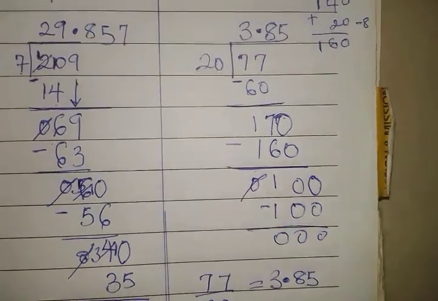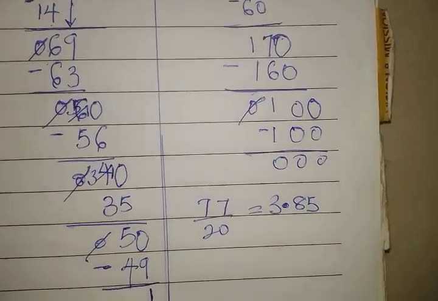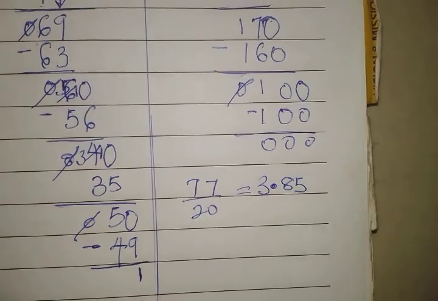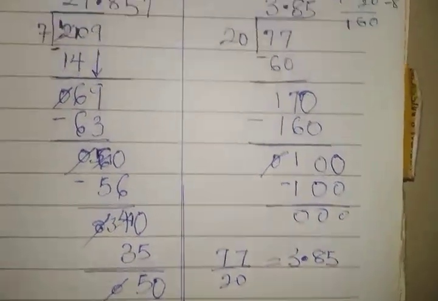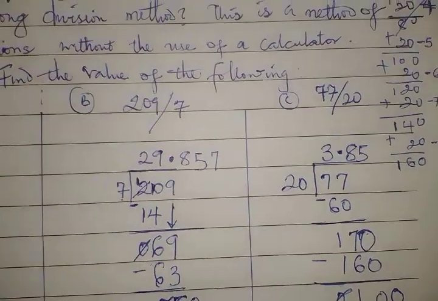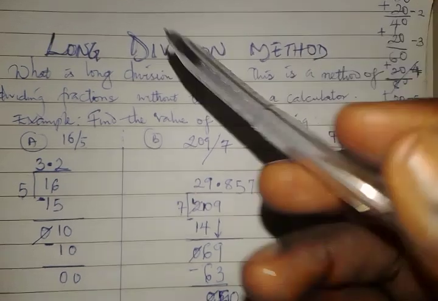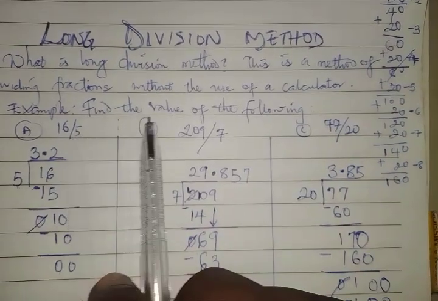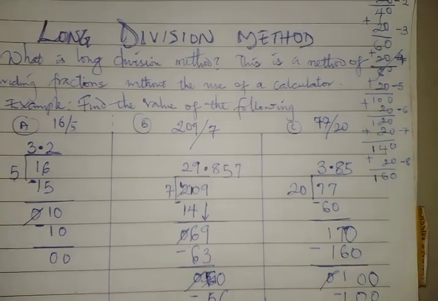3.85. So from the previous video, we did the volume of a cylinder. We had 77 over 20, and we ended up having 3.85 as the concluding answer. And this is proof that you can actually use the long division method to divide fractions and get your answers correctly. So thank you very much.